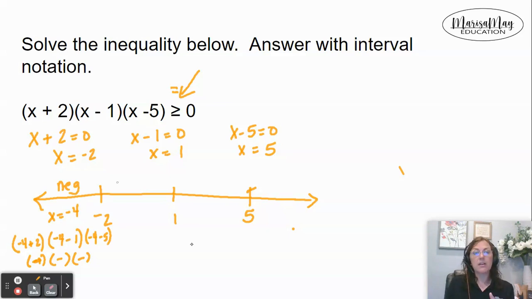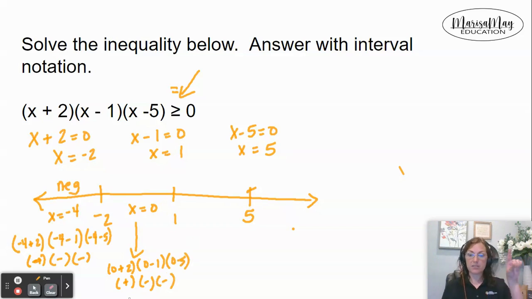Okay, let's do it again. In the next section, I'm going to choose the easy number, 0. In my first parentheses, that would be 0 plus 2. It's positive. In my second parentheses, that'd be 0 minus 1. That's negative. In my next parentheses, that'd be 0 minus 5. And again, that's negative. So watch what happens. A positive times a negative is a negative, times a negative again is a positive.